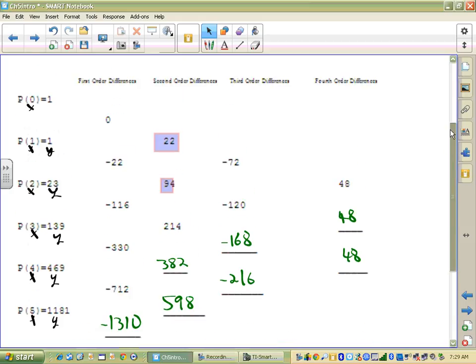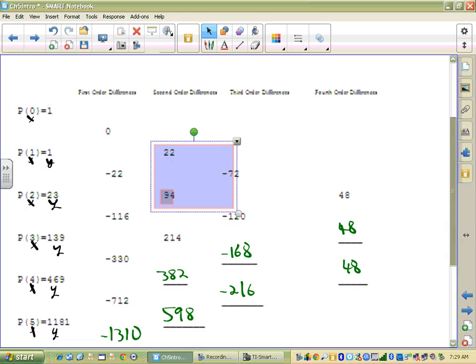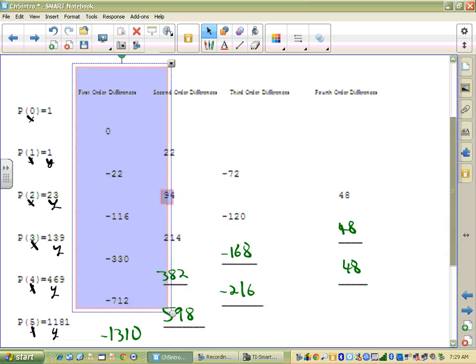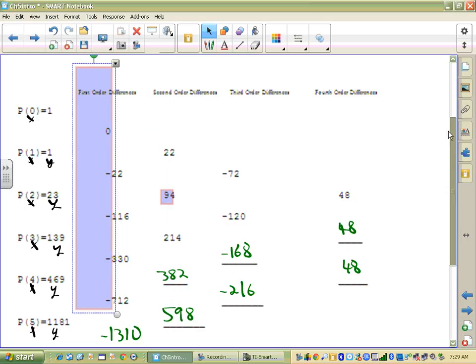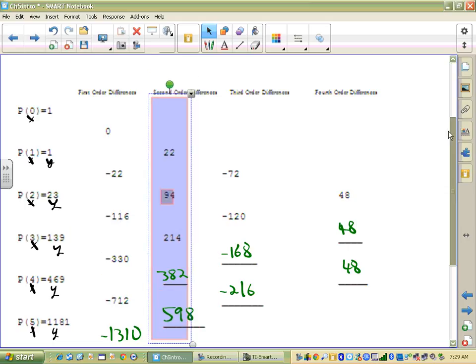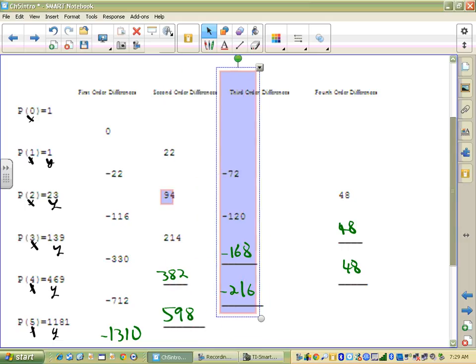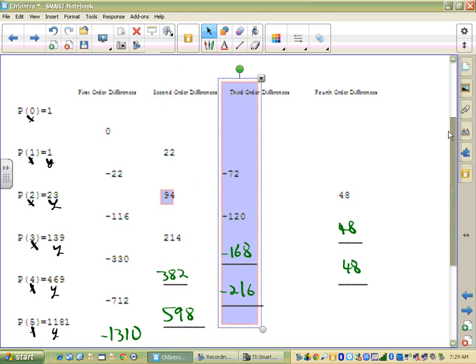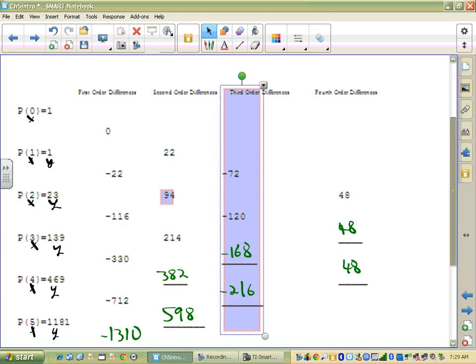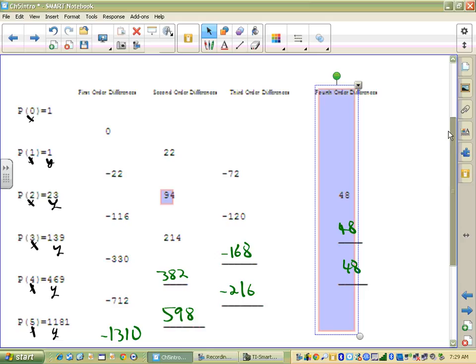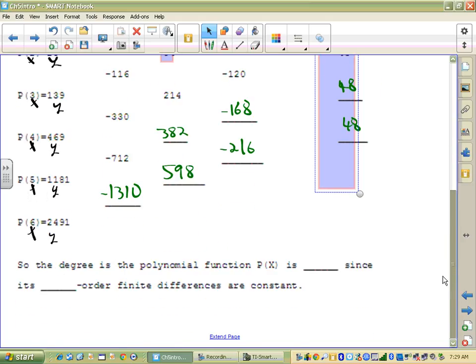So what happened here, the first order differences were not constant. If they were, we would have had a linear function. Okay? So the second order differences, 22, 94, 214, those aren't constant either. So the degree of the function is not quadratic. Third order differences. The third order differences are negative 72, negative 120, negative 168, negative 216. Clearly that's not constant. We had to go all the way out to the fourth order differences. Those were constant. So the degree of the polynomial is 4 since its fourth order differences are constant.